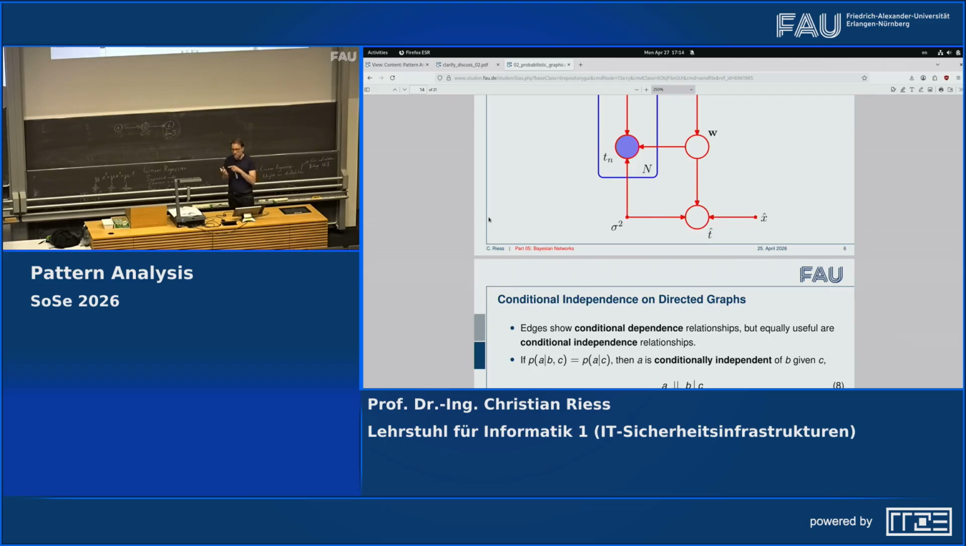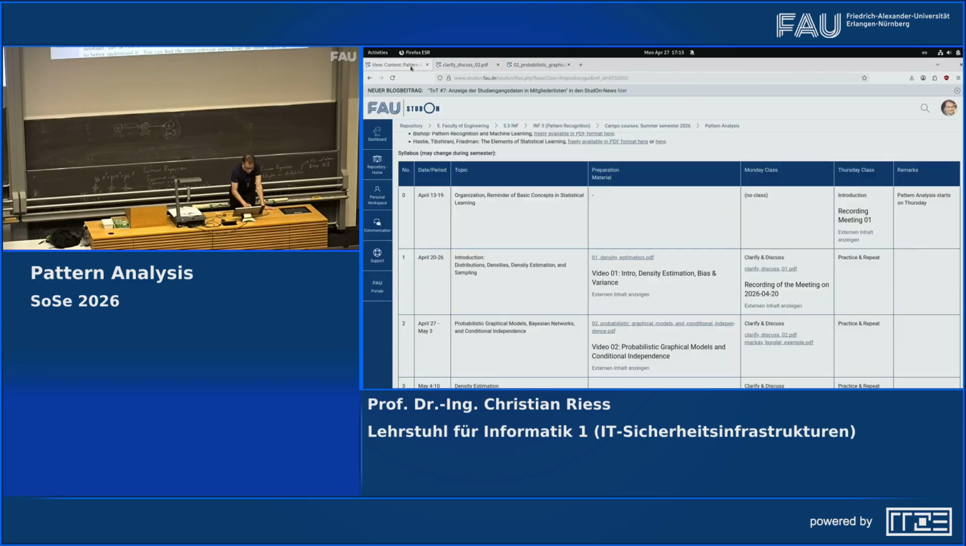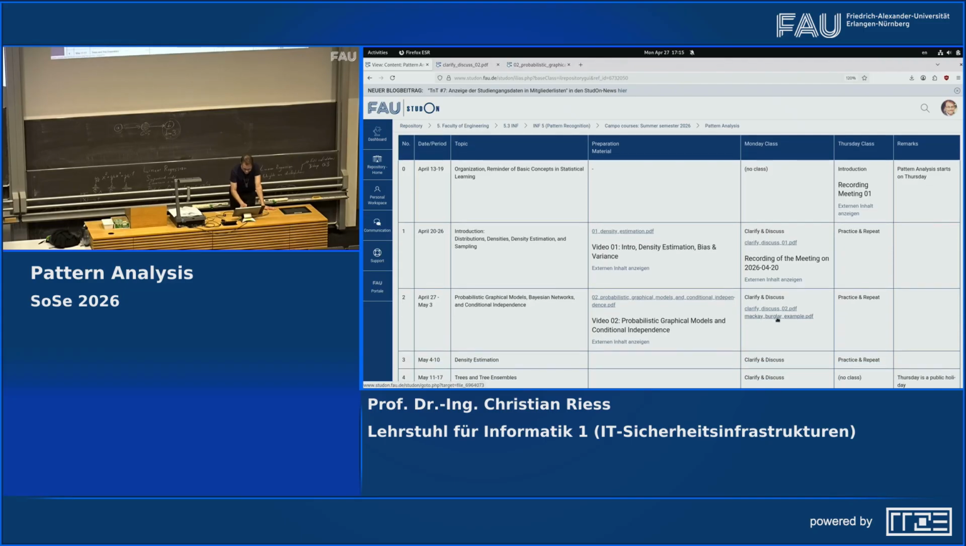I think there's some benefit in going through an actual numerical example just to drive this home. So let's go through this burglar example. It's the most complicated example, but we can then also, I think, relatively easily bootstrap the other examples from that.